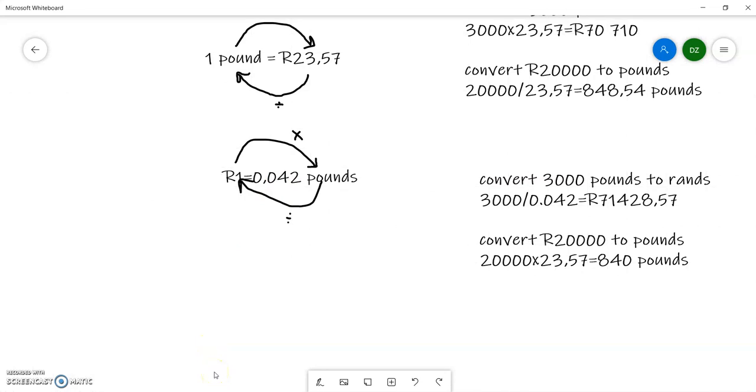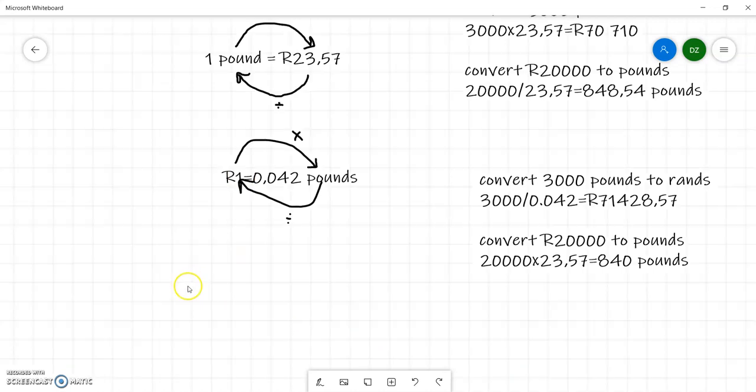So as you can see, I can change my currency of pound and rand so that the rand is the 1 unit. How did I do that? Well, to get 23,57 to only 1, I have to divide by that amount, and I divided the 1 pound by that amount as well.